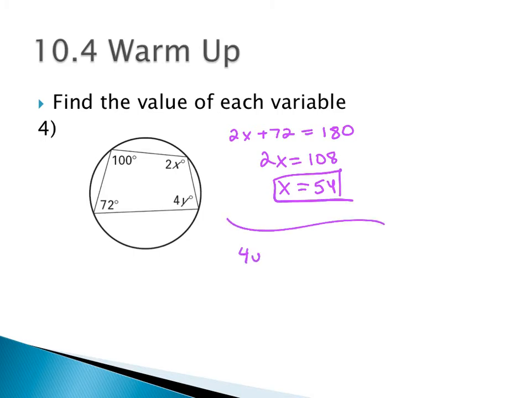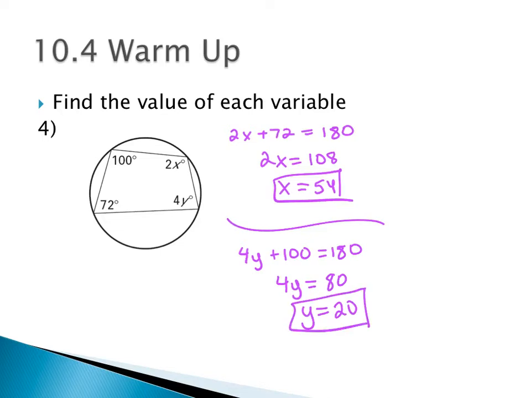And 4y plus 100 equals 180. 4y would equal 80. And y would equal 20. And I can plug those in to check if you want to, okay? All 4 of them should add up to 360. Opposites, again, should be 180. Questions on any of that?